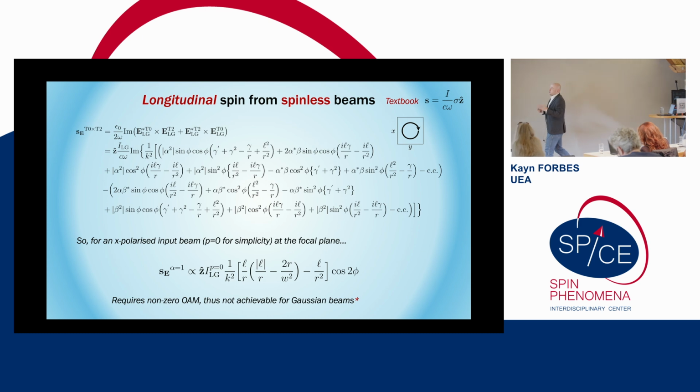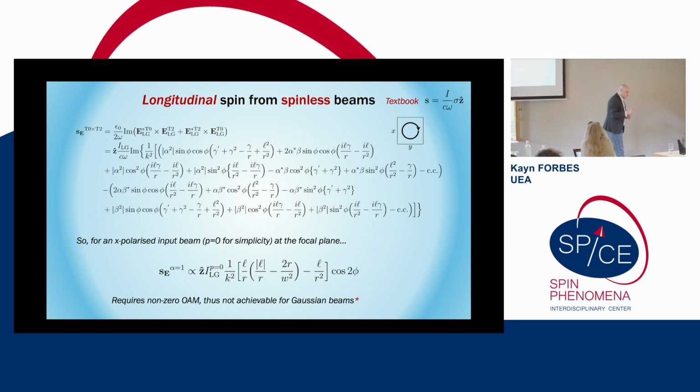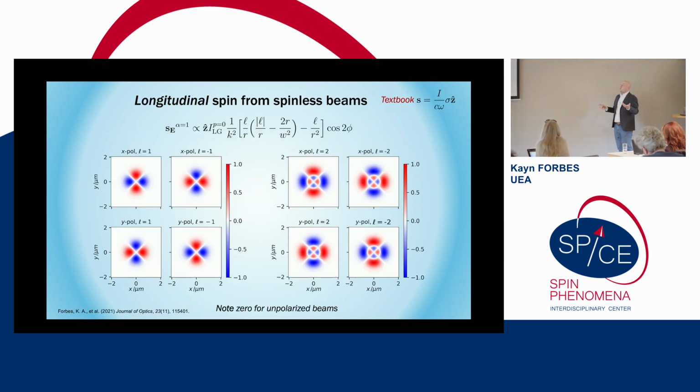Okay? So it's not achievable for Gaussian beams. But I put a little asterisk here because I'll show you something in a minute which will qualify that a bit better. What does it look like? Well, now we get these four-lobe patterns, okay, for L equals 1. So here it is plotted for L equals 1. I send in an X-polarized beam. For L equals 1, this is what the distribution of spin looks like.